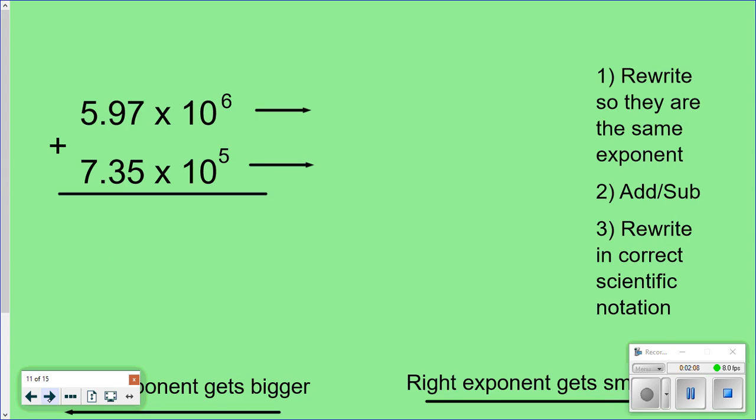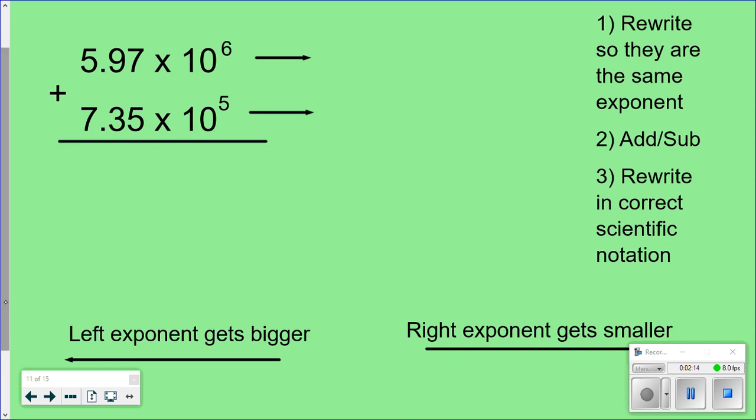All right, so here's an example of that. I have 5.97 times 10 to the 6th, and I have 7.35 times 10 to the 5th, and I'm going to add them together. With that being said, I need to have the same exponent. I either need to make this a 5, or I need to make this a 6. To be honest, it's easier to take the higher exponent to the lower exponent, because most likely in the end, you won't have to rechange your answer. Your answer will most likely already be in the same exponent. Not all the time, but you have a better chance of having them be in the same exponent if you change them to the lower one to start with.